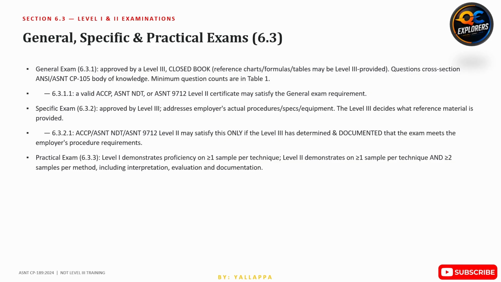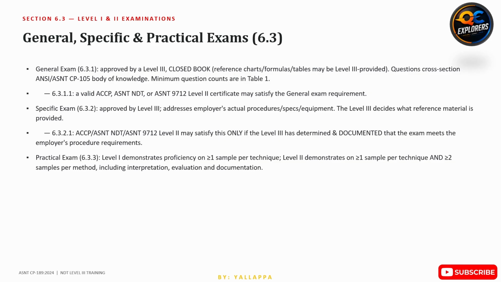These are the general examination, the specific examination, and the practical examination. Together, they verify that a candidate possesses theoretical knowledge, understands the employer's requirements, and can successfully perform inspections in the field. Let's begin with the general examination.